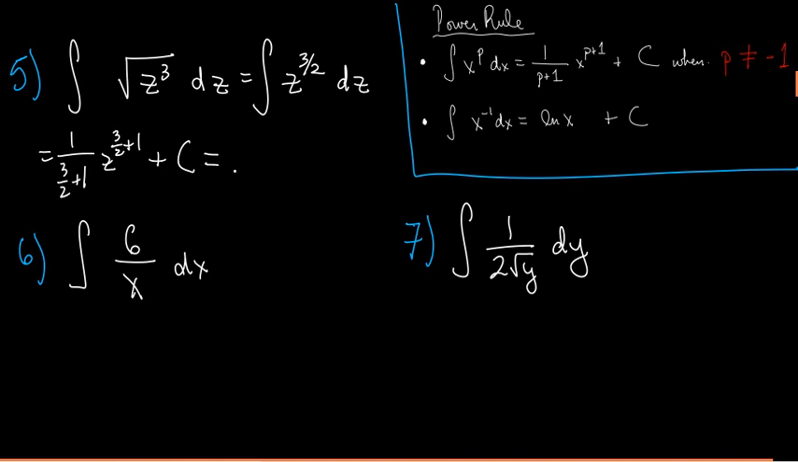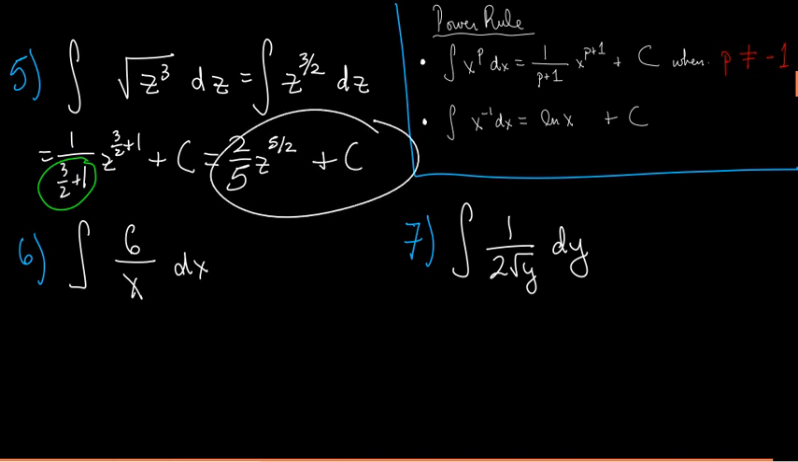That's going to be equal to, well, let's look at this fraction in the denominator. 3/2 plus 1 is equal to 5/2. When you take 1 over 5/2, that's the same thing as taking the reciprocal of 5/2, which is 2/5. So you have 2/5 z to the 5/2 plus the constant of integration. Done. Okay, let's go to the integral of 6 over x.